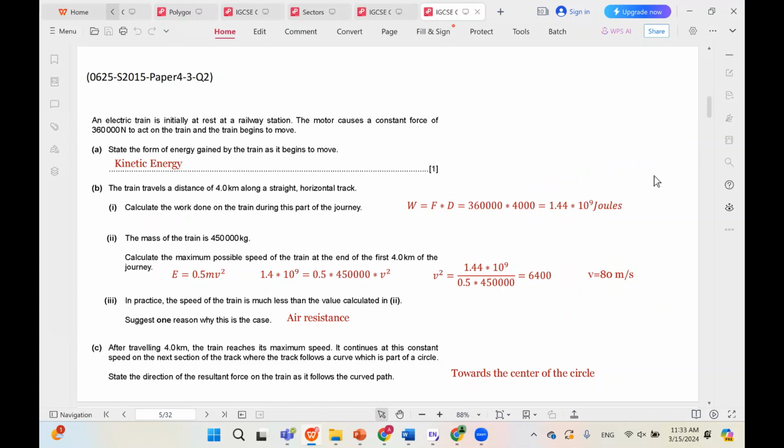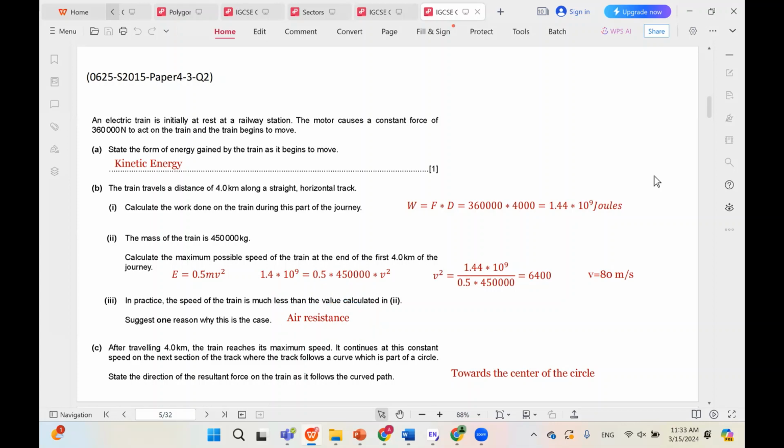In practice, the speed of the train is much less than the value calculated in I. So just one reason for this. Of course, here we assume that all the work done is transformed into kinetic energy, hence equating these two sides. However, this is not true because some of the work done is lost as heat energy because of friction, because of air resistance, and so on and so forth.